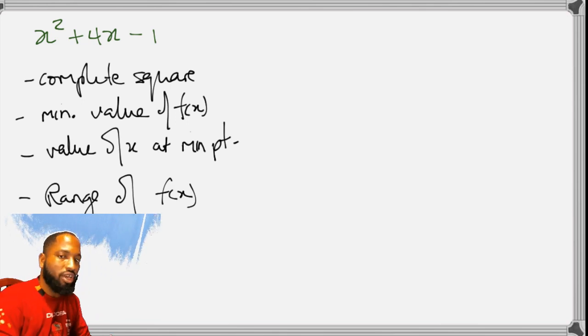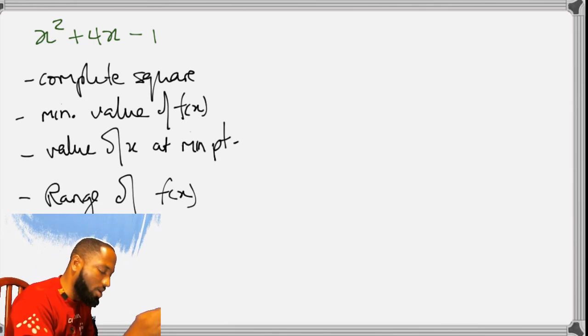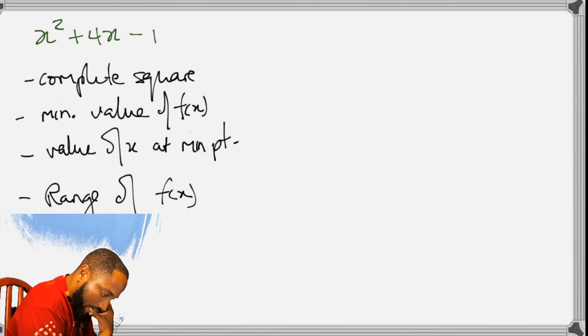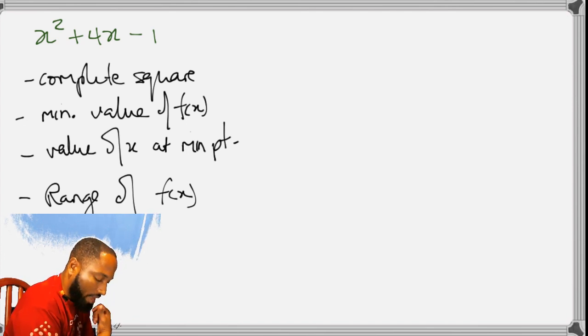X squared plus 4x plus take away 1. And completing the square like a boss these days. Great. And that looking good. No sign problems. Right. So the minimum value of f of x is k.